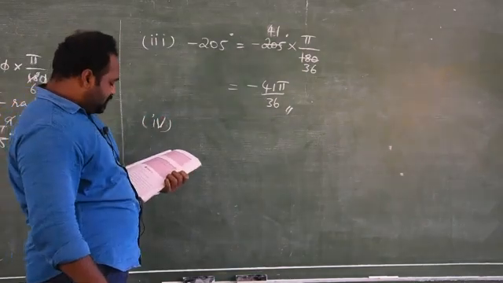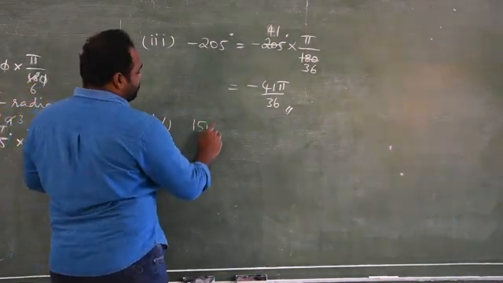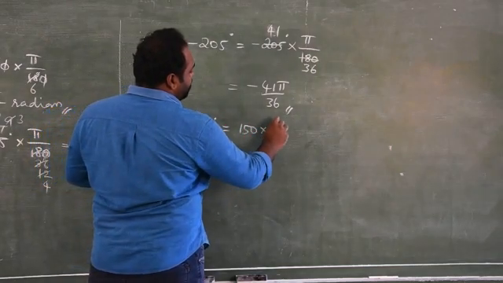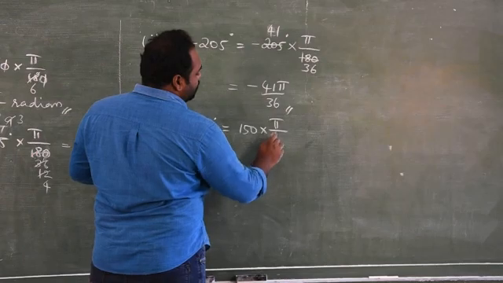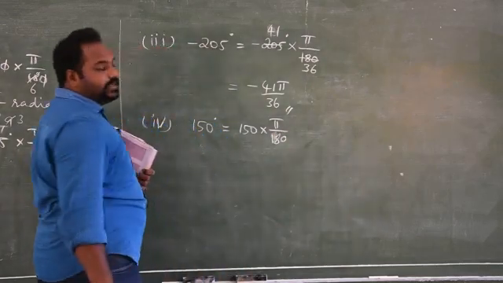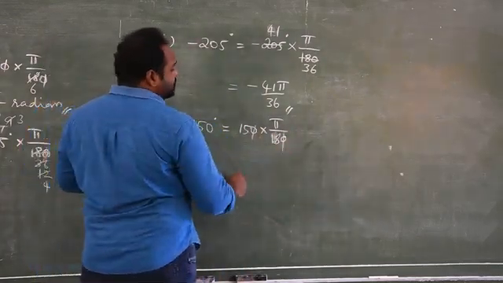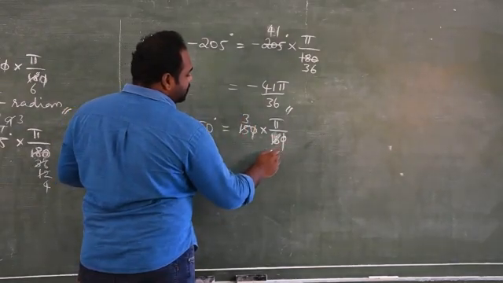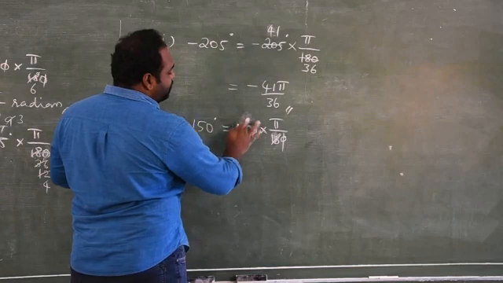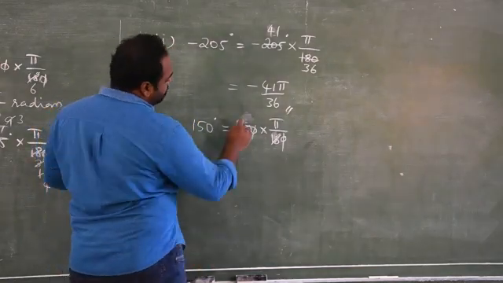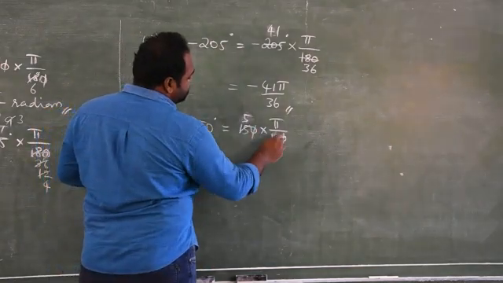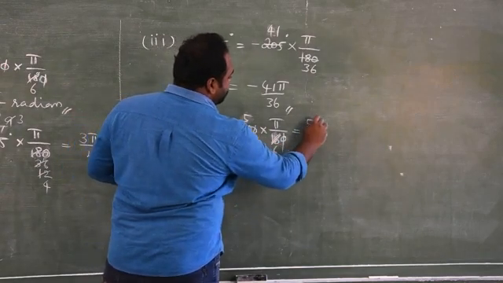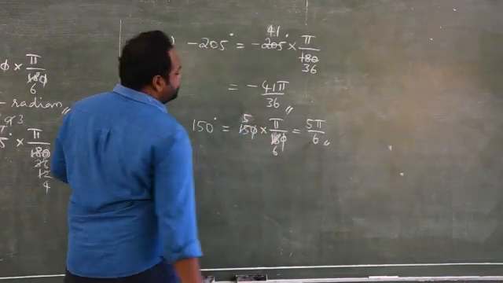Next, the fourth one, 150 degree. So 150 degree into pi by 180. Here we have a cancellation, 0, 0, then 3 times 5. Sorry, we can go for the 3 table, 5 times here, 6 times. So this is 5 pi by 6.